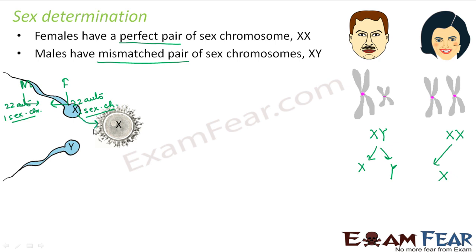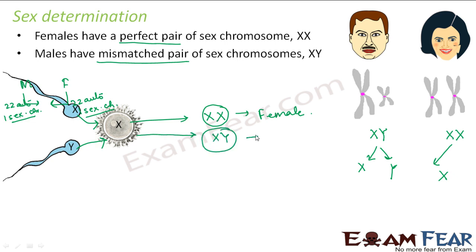Now what will happen if the sperm carries an X? This X and X will combine and form XX. And what is XX? XX is a female. So a female child will be born. But if the sperm carries a Y chromosome, in that case the Y will combine with X and form XY. And what is XY? It is a male. So the child born is going to be a male. That is how we can say that it is always the father who decides the sex of the child, whether it is going to be a boy or a girl.